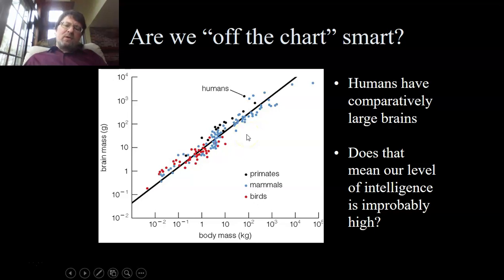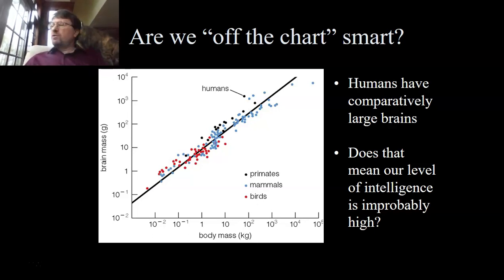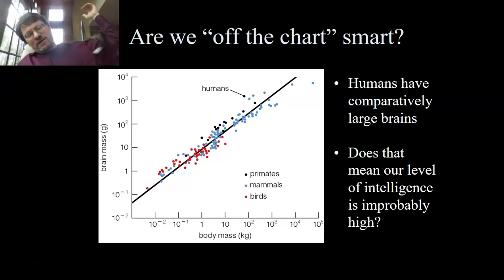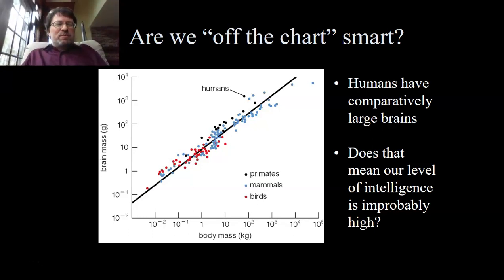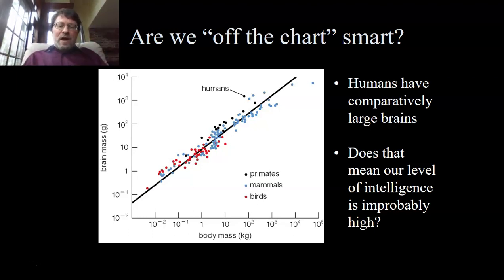You might wonder, okay, well, is this intelligence that we have as a species, is this special? If you were to go to another planet and look and make a similar plot for the life forms there, would you find an example of one that was so much smarter than all the others? And if so, then maybe that's an example of a civilization with whom we could potentially communicate. Or are we really just off the chart smart and we're not gonna find that elsewhere?